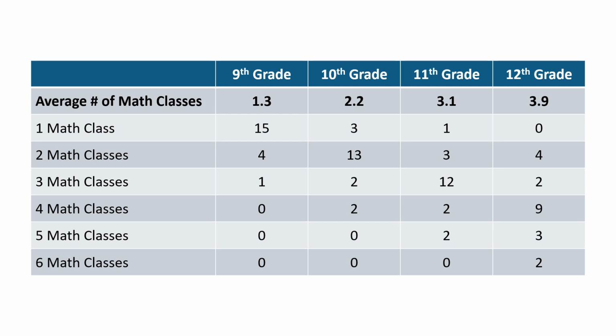So the average 9th grader has completed just about 1 math class. By 10th grade, an average of just over 2. 11th graders on average have taken 3 math classes, and seniors by the end of senior year have taken an average of 4 math classes.